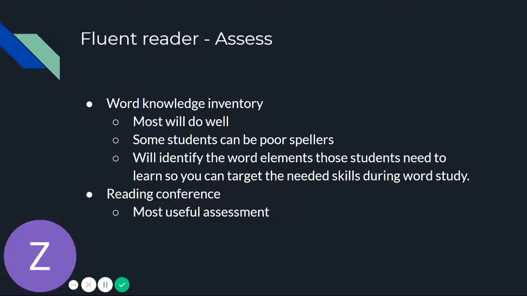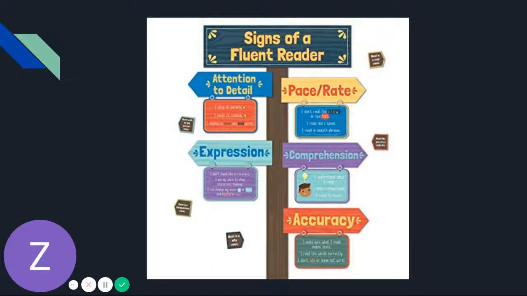And after the reading, it's important to have a conversation about the passage and ask questions like, tell me more, or what else happened, or tell me why this happened, and stuff like that to test their comprehension on the passage. And this is just a picture I found that kind of explains what a fluent reader would look like: attention to detail, their pace and rate, comprehension, their accuracy is good. They have good expression in their reading, and these are just signs of a fluent reader.